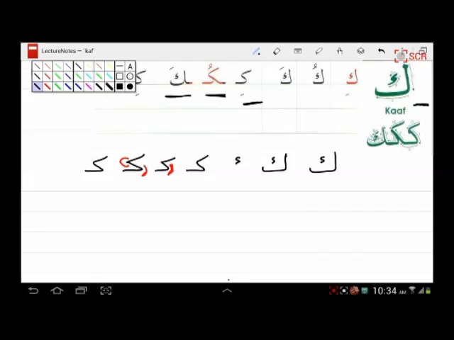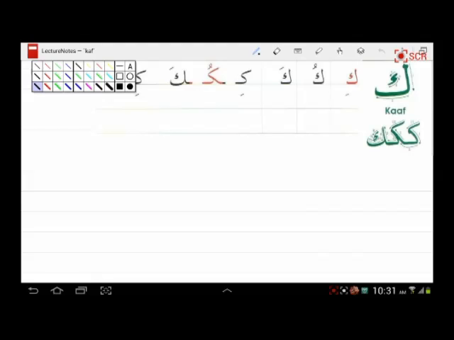Now let's take a look at the middle kaf. Here you go. And so what you do is you do a dash, you go up, you make this hook or whatever, and the following letter is kaf.